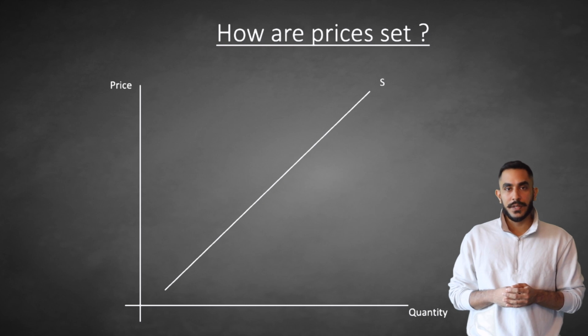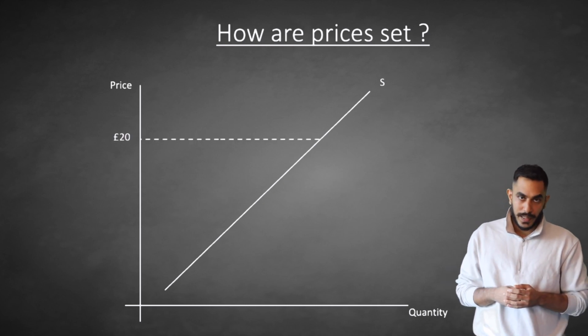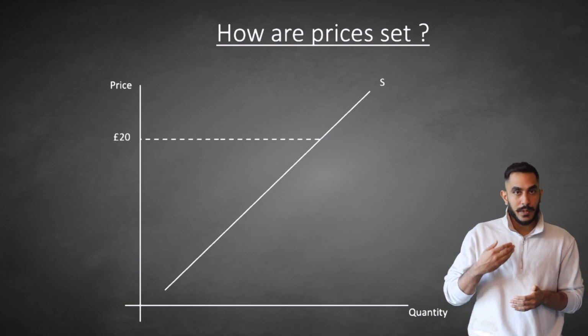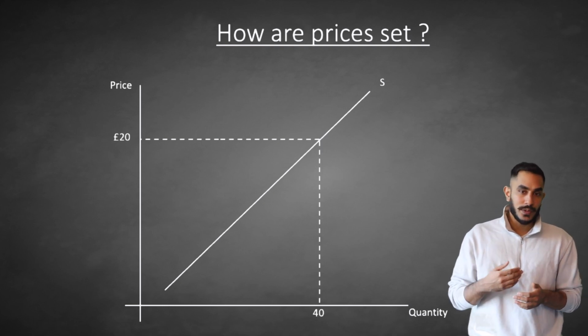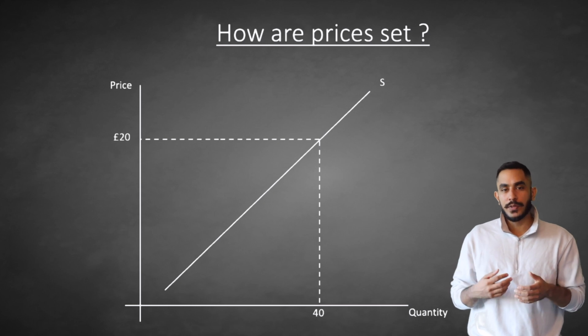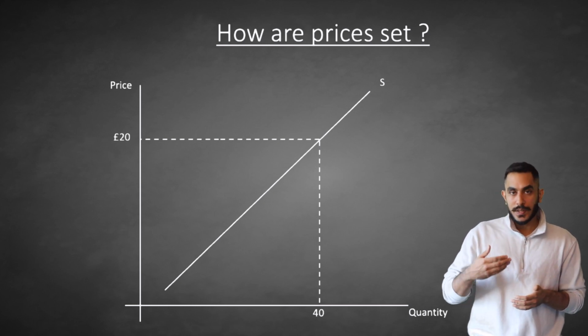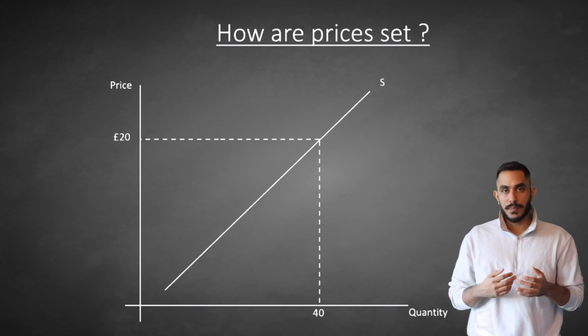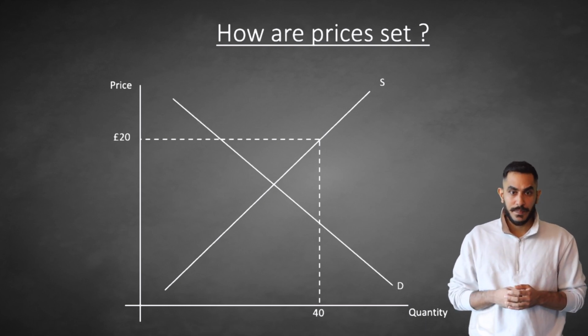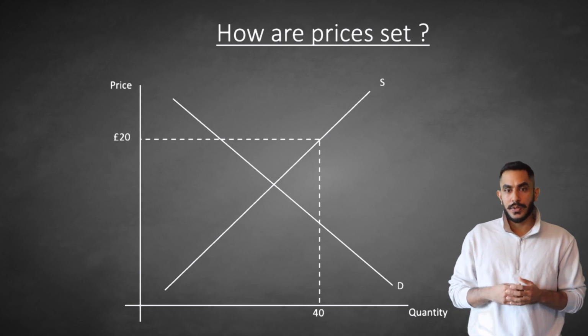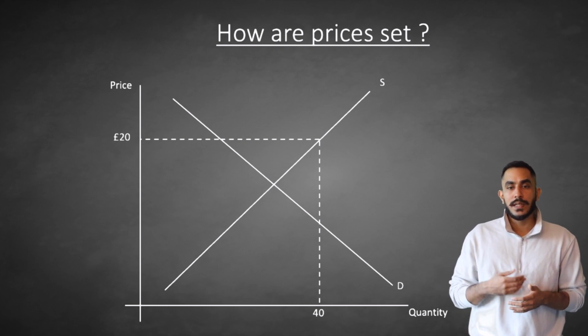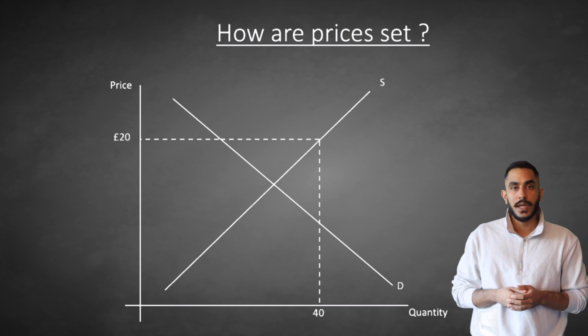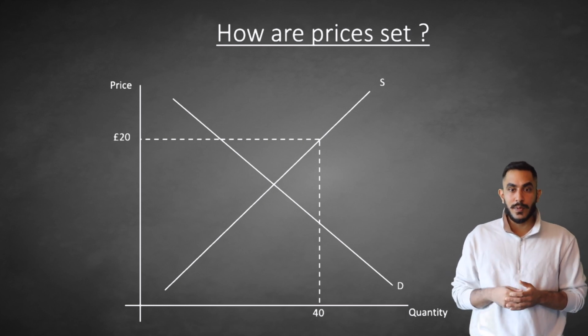Let's say that we expect to receive £20 for our t-shirts. According to our supply curve, at this price we will be willing and able to produce 40 units. When we go to the market, there will be buyers or consumers. Remember, the consumer side of the market is modeled using a demand curve. Now that buyers are able to interact with sellers, we can see what quantity of t-shirts consumers will be willing and able to consume at different prices.